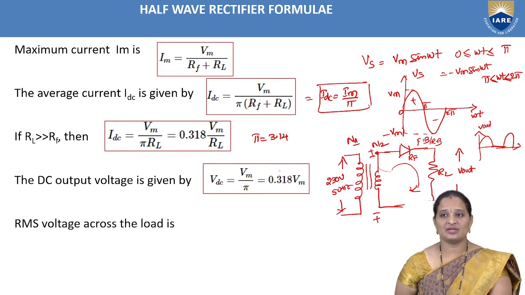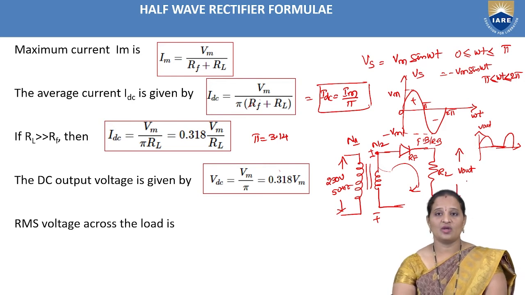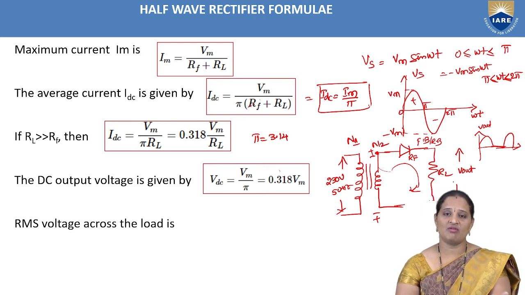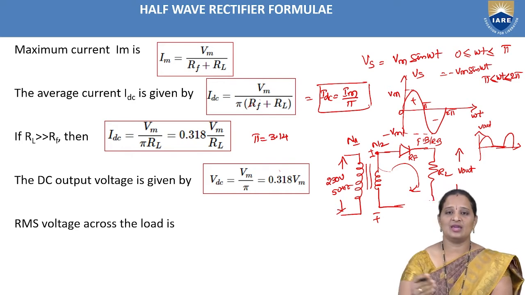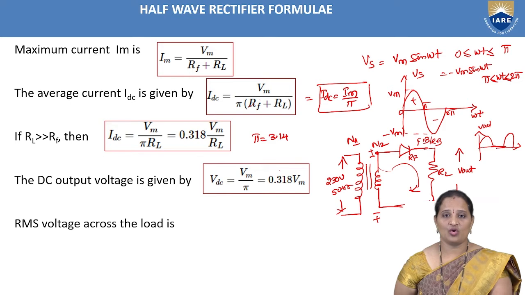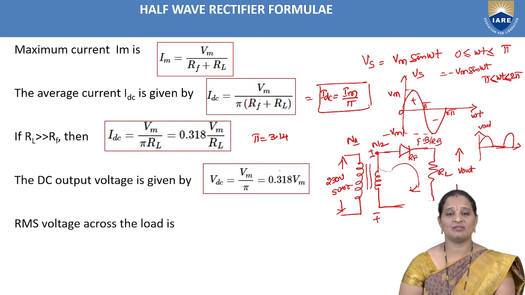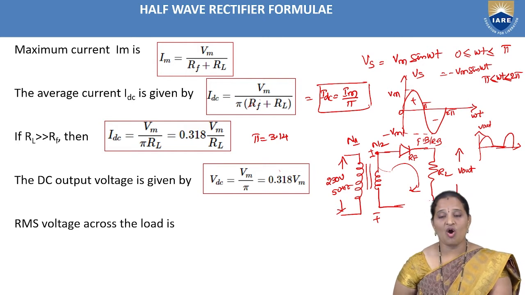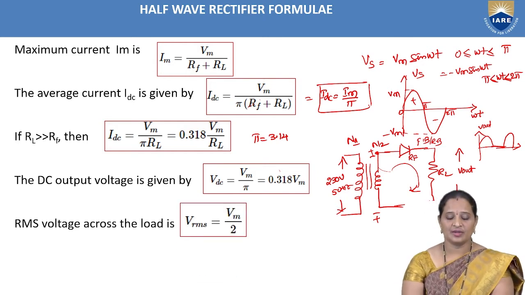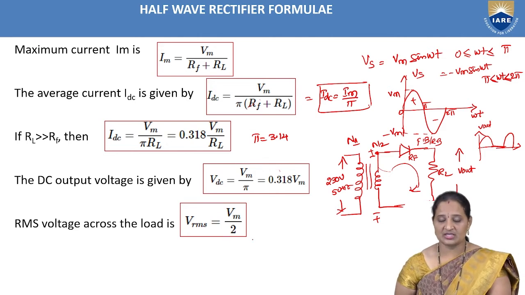And coming to the RMS value. As we all know, the output of the rectifier consists of both DC components and AC components. The amount of AC components present can be calculated by the RMS value, where RMS is nothing but the root mean square value of the voltage across the load resistor, given by Vrms is equal to Vm by 2.